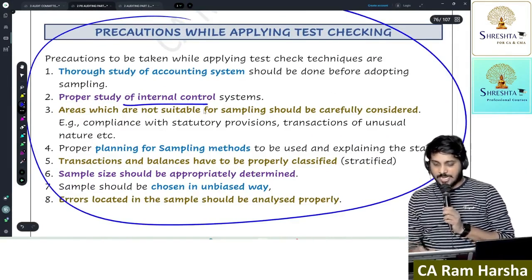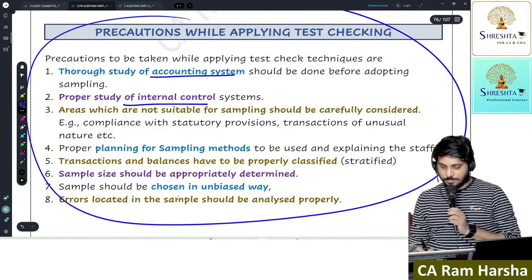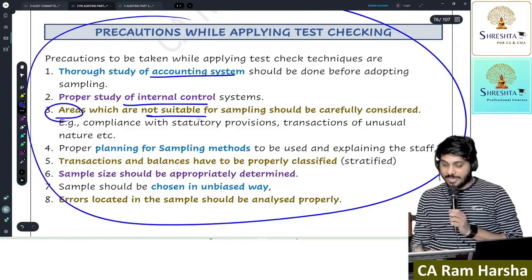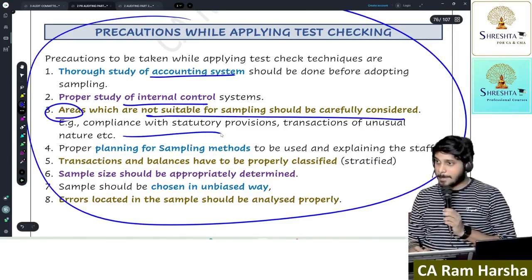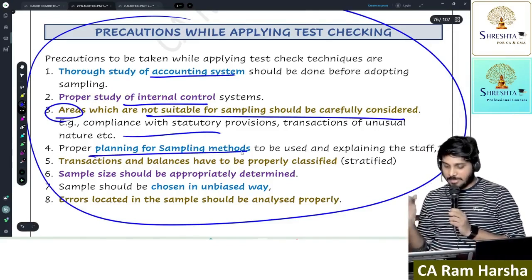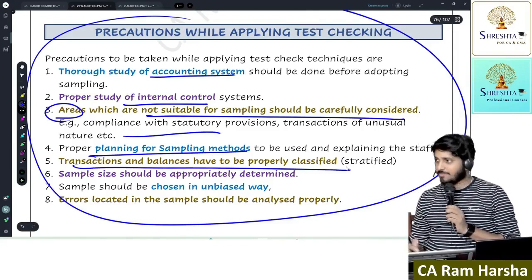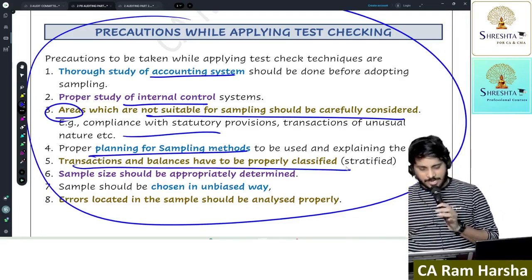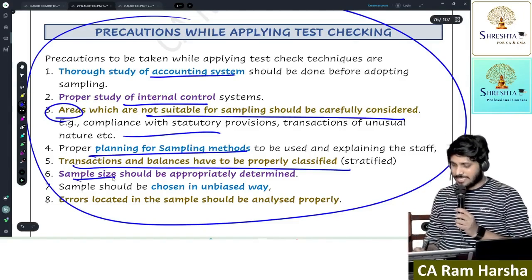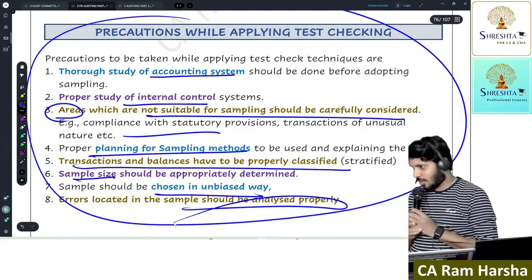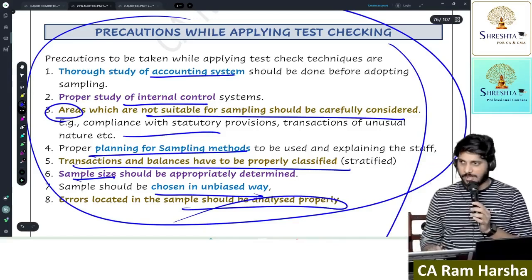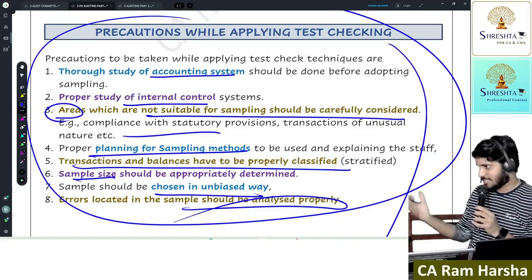So first, understand the accounting system and internal control system. Identify areas which are not suitable for sampling, first of all, like statutory areas, and plan for sampling methods. All the transaction balances shall be properly classified. Determine the sample size. Select in an unbiased way, and the result must be analyzed properly. These are the precautions to be taken whenever you are deciding to apply sampling.